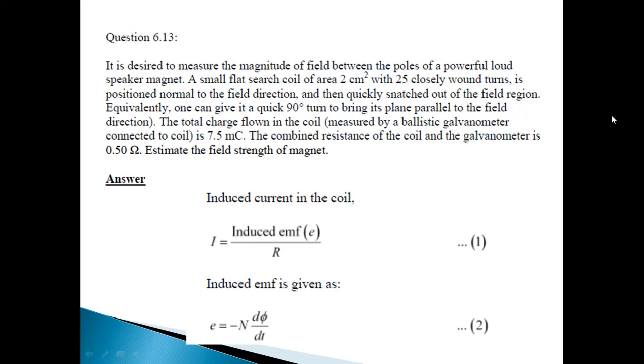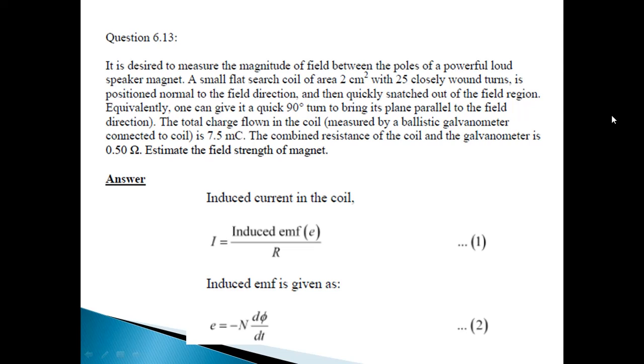So here we have a search coil of area 2 centimeters squared. We have to convert that into meters. There are 25 closely wound turns and its field direction is quickly changed. So the total charge flown in the coil is 7.5 millicoulomb. Then the combined resistance is given. We have to find the field strength of the magnet.